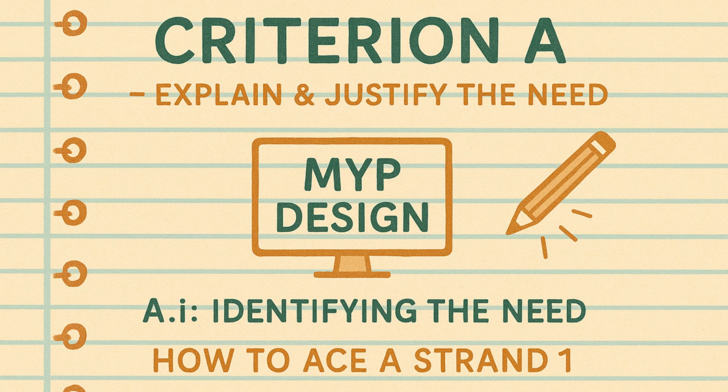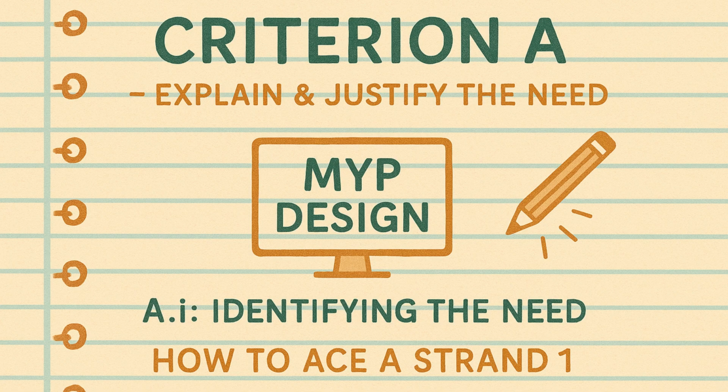Let's break it down clearly. Criterion A Strand 1 wants you to do four main things. First, describe the problem clearly, not vaguely, not in one sentence, but in enough detail that anyone can understand why this matters.